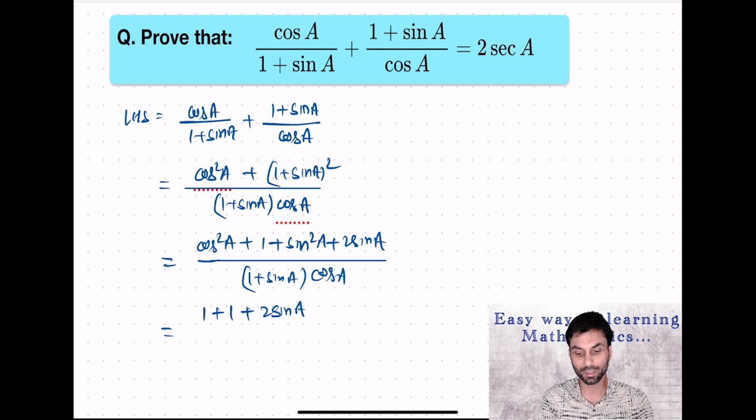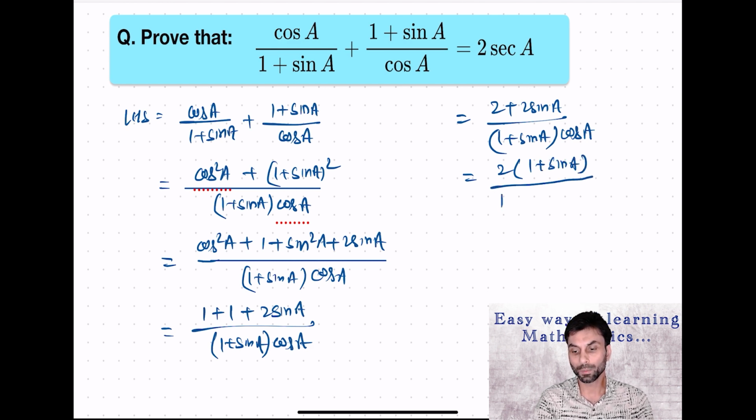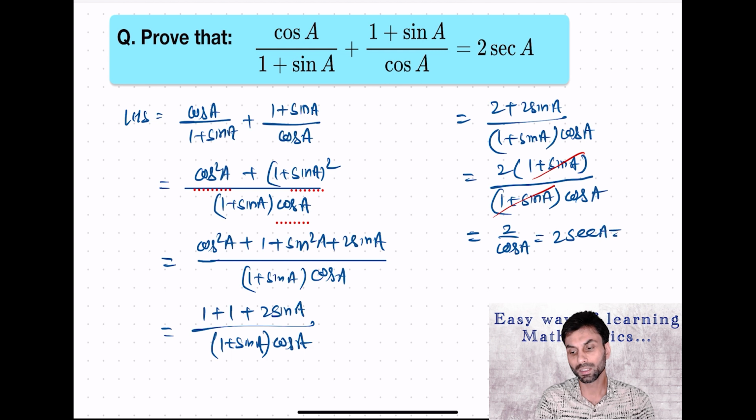So we can write it as 1 plus 1 plus 2 sin A upon (1 plus sin A) into cos A, which can be written as 2 plus 2 sin A upon (1 plus sin A) into cos A. Now from the numerator we can take 2 common, it will be 2 times (1 plus sin A) upon (1 plus sin A) into cos A. We can cancel 1 plus sin A and 1 plus sin A. We will get 2 upon cos A, which we can write as 2 times sec A, which is RHS, as we know that sec is 1 upon cos A.